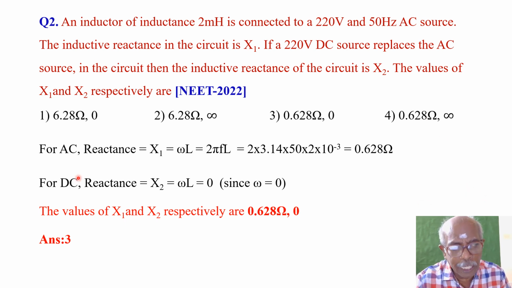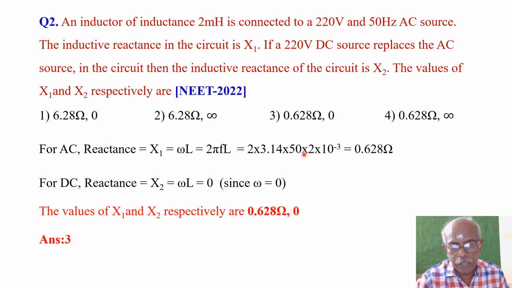Okay, you know that in the case of AC, that is alternating current, the reactance given by an inductor coil is X1 is equal to omega L. Okay, so what is omega? 2 pi into f. What is L? Inductance of the coil. So it is equal to 2 into the value of pi is 3.14, of course you know, into frequency 50 hertz into 2 millihenry, that is 2 into 10 power minus 3.